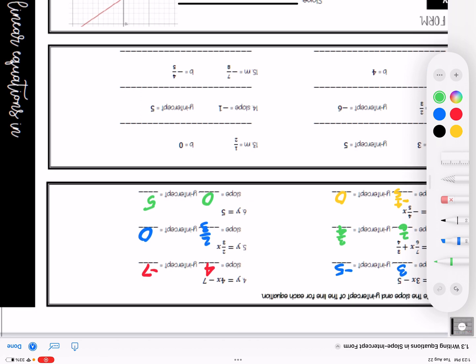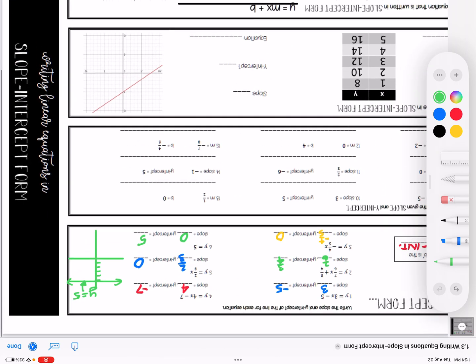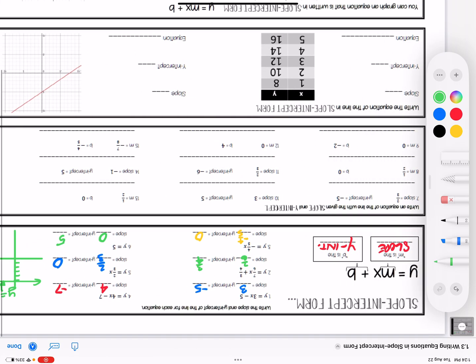What does that look like? If we have a graph, it would just be 1, 2, 3, 4, 5. So it would just be a line right here at y equals 5, horizontal line. So that's 0 slope when it's horizontal.